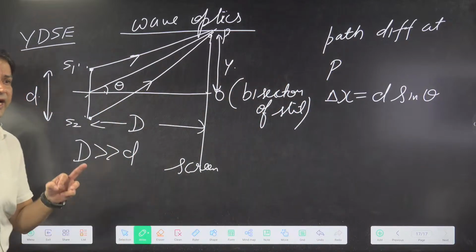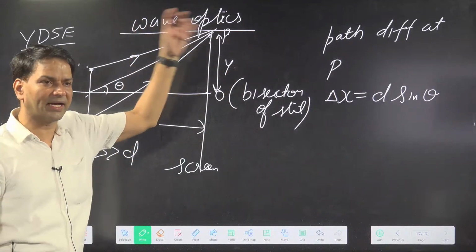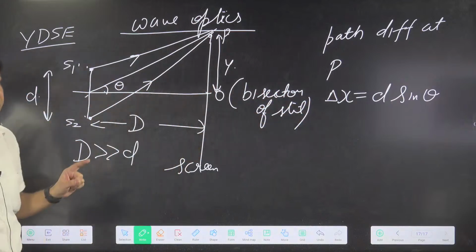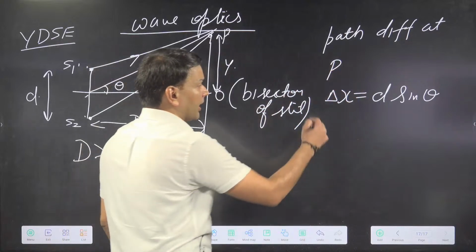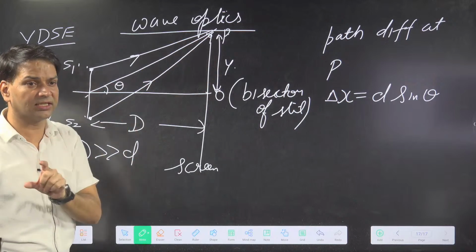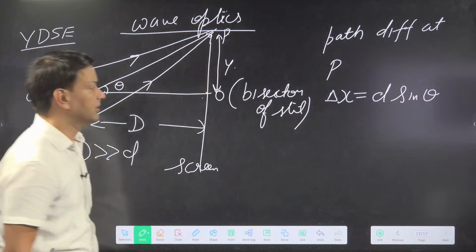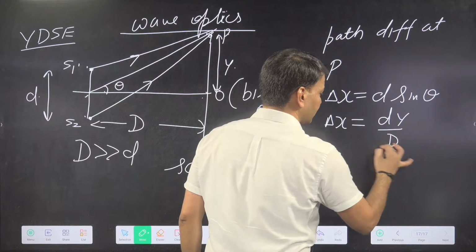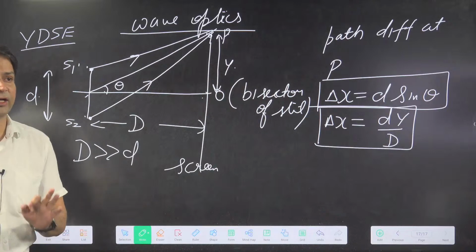So if they are asking the angular position of point P, or the angular position of any minima, maxima, or any point, then angular position means they are asking for theta. For theta, what is the path difference? We will write d sine theta. If they are asking the distance of point P, all distances we measure from the bisector. If they are asking the distance, it means they are asking for y. Then delta x, what will we write? Dy by capital D.